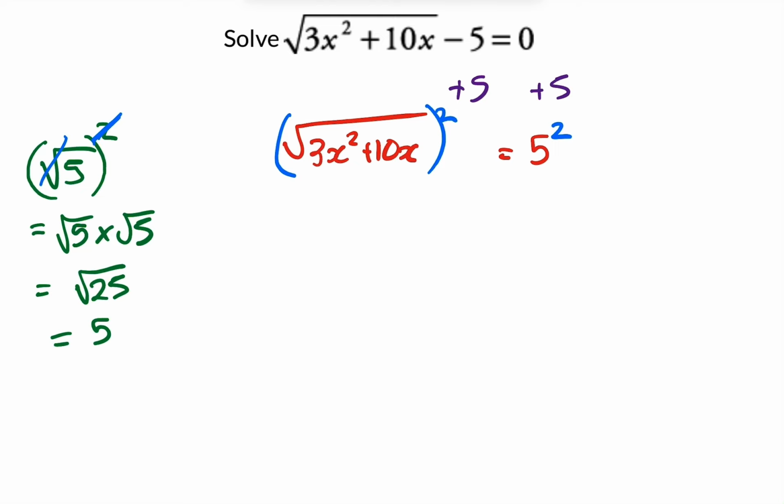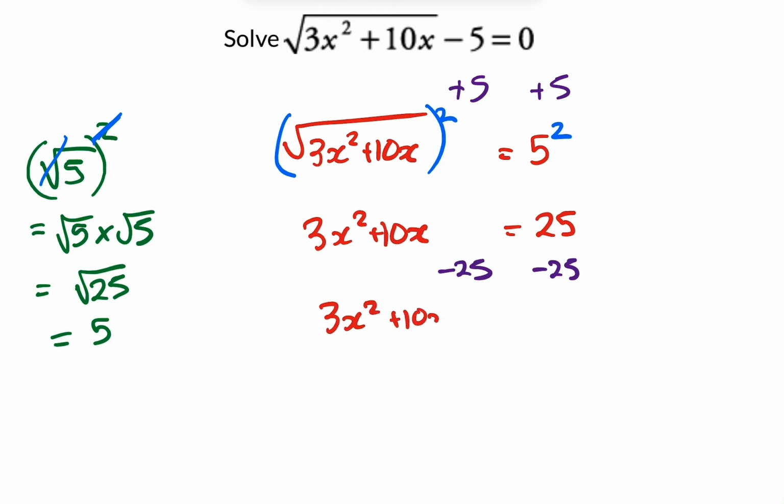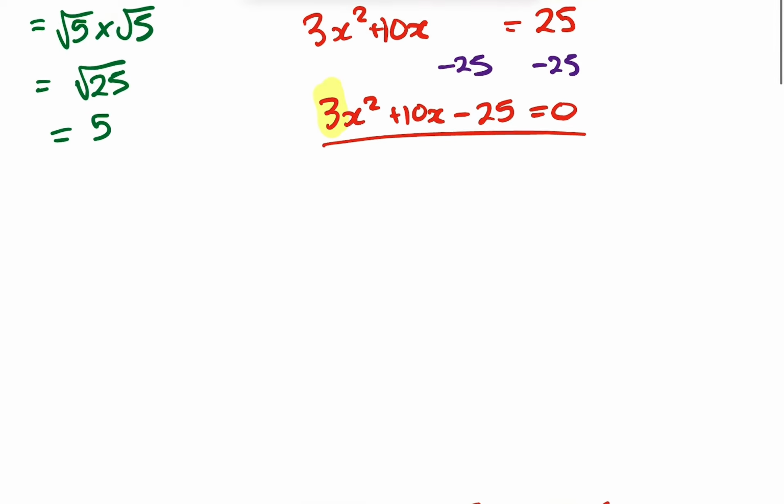Okay, so what this means for our equation now is that it's going to become just 3x squared plus 10x equals 25. Brilliant. So what we can do now is we can subtract 25 on both sides. When we do this, we're going to be left with 3x squared plus 10x minus 25 equals 0. So what this is, it's a quadratic with a coefficient of x squared bigger than 1. Now we're going to factorize using the AC method from here.